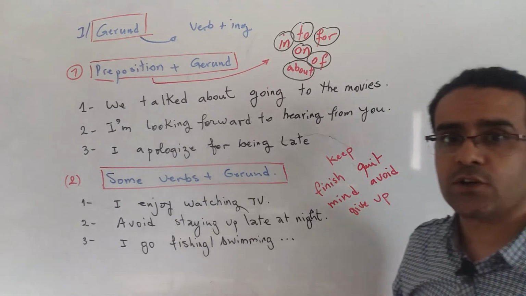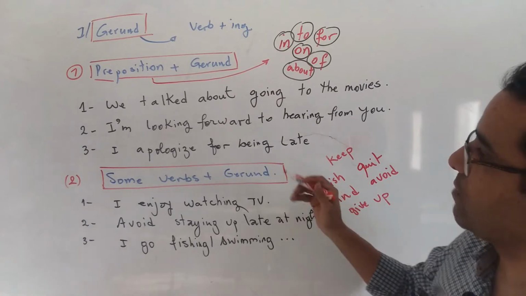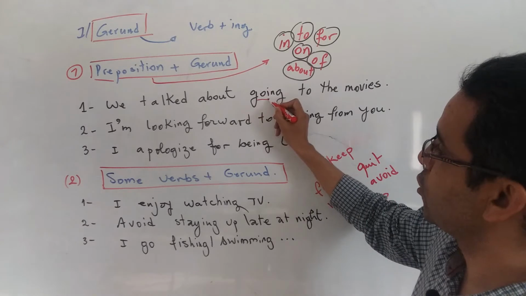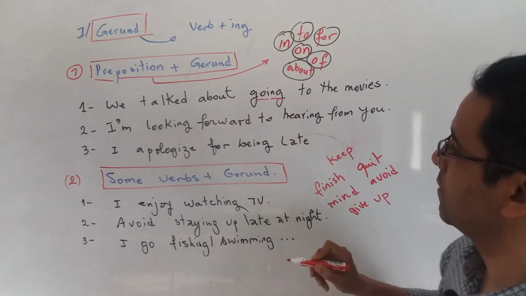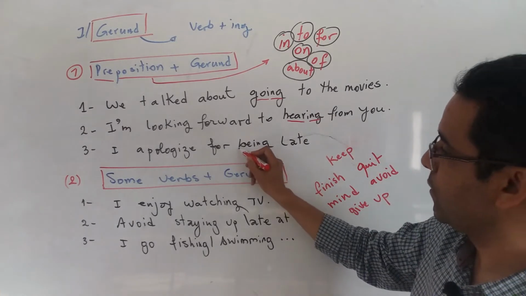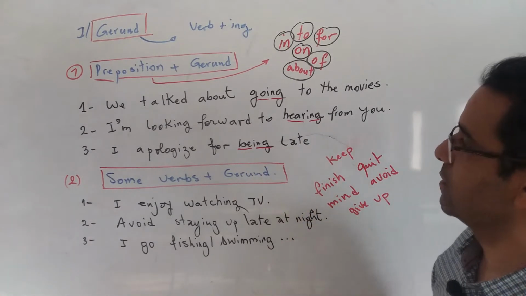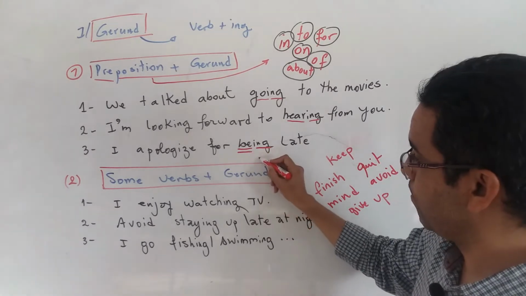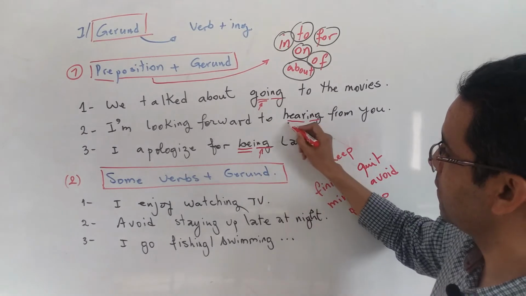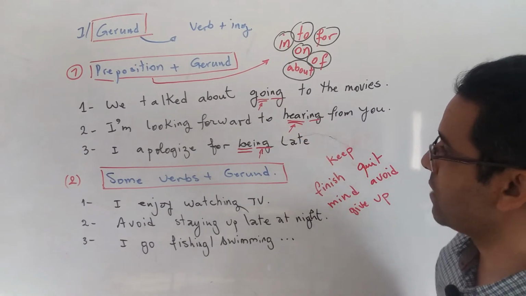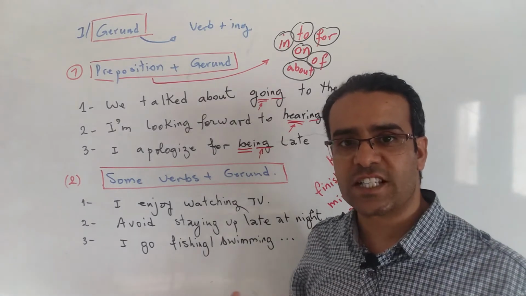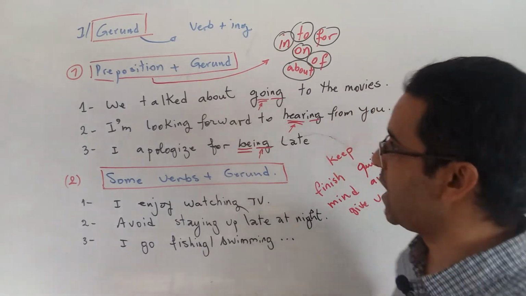Now, let's find out first the gerund, okay? So, gerund in the first sentence, of course, is going. The second sentence, hearing. And the third, being. So we've got the verb plus ing, the same thing over here. Now the question, why do we have here gerund, not infinitive? Simply because we have prepositions.